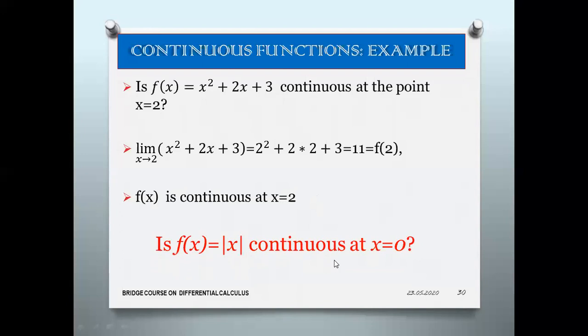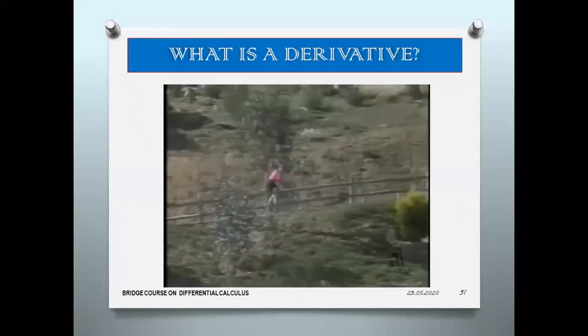Before going to the next slide, I just want to explain what mod x is. Please listen carefully. Mod x is nothing but x when x is greater than 0, and negative x when x is less than 0. So you have to split the function into two cases, x less than 0 and x greater than or equal to 0. The equal sign you can put wherever you want. Okay.